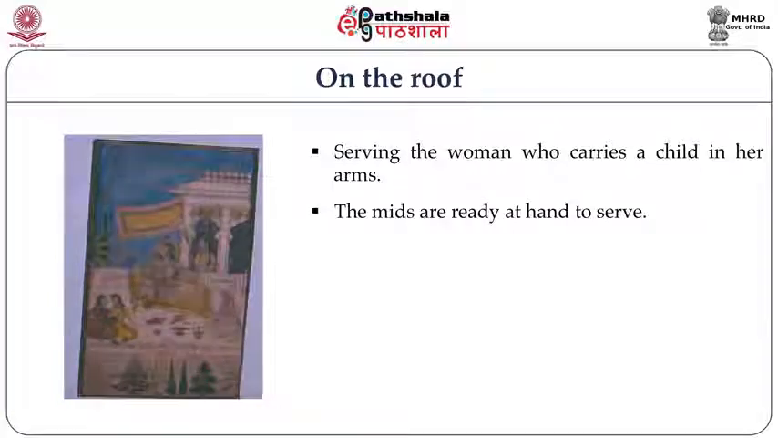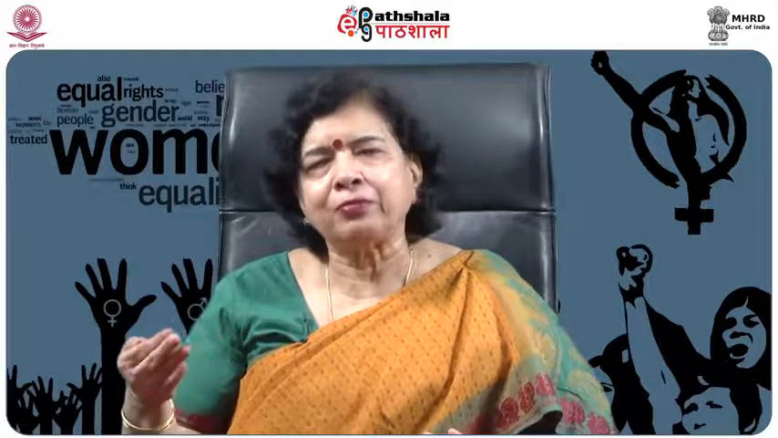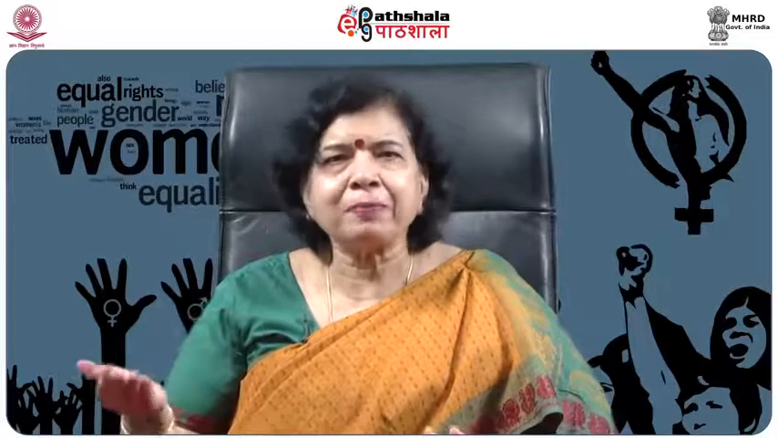Again, you have a very interesting painting of a sultan, first time shown sitting on a chair. This is the first depiction of furniture in a painting, because the Europeans were coming into India by this time, and you have the sultan or the emperor seated on the chair. And again, this painting depicts a scene on the rooftop.